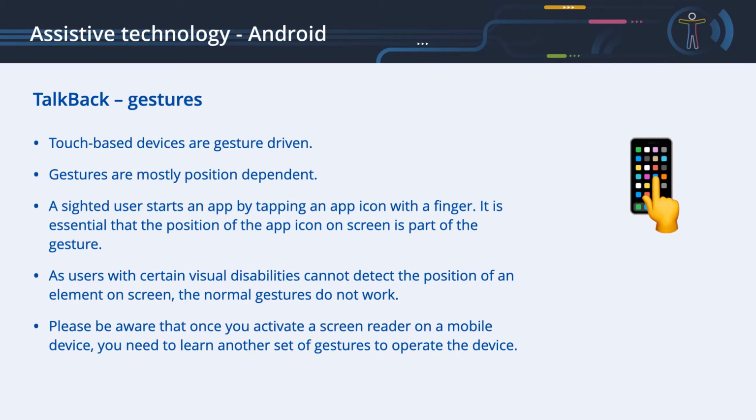Please note, touch-based devices are gesture-driven. Gestures are mostly position-dependent. A sighted user starts an app by tapping an app icon with a finger. It is essential that the position of the app icon on screen is part of the gesture. As users with certain visual disabilities cannot detect the position of an element on screen, the normal gestures do not work. Please be aware that once you activate a screen reader on a mobile device, you need to learn another set of gestures to operate the device.